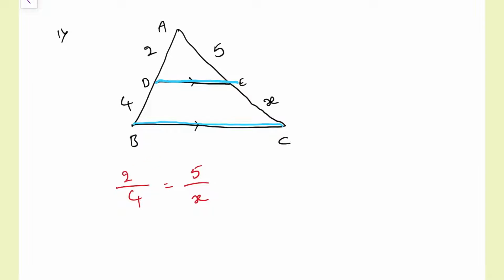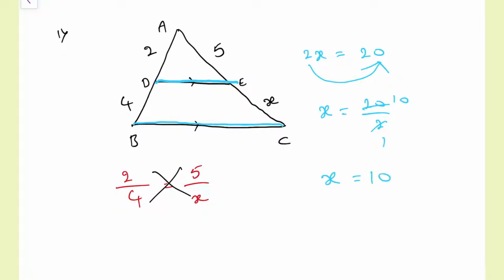Now we got that equation as 2 by 4 equals 5 by X. Do cross multiplication. 2 into X, 2X equals 5 into 4, 20. 2X equals 20. Take 2 to the right side. So X equals 20 divided by 2. 2 tens are 20, so X equals 10 units.